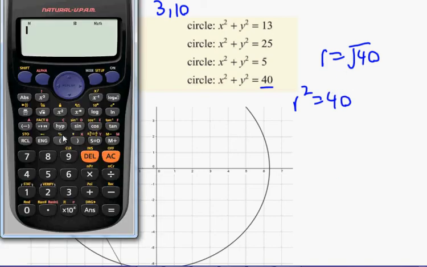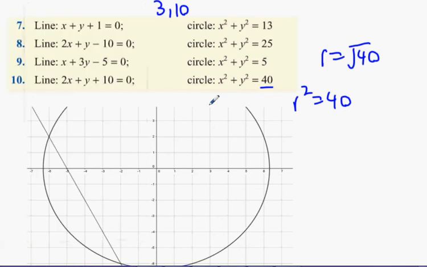Put root 40 into your calculator and you can see that it's roughly 6.32. Now this is where drawing it works against you, because it's very hard to draw 6.32 on the dot, isn't it? If I was to draw that, it'd be a radius of 6.32. I'd get my compass and draw the circle going all the way around like that, and then all the way back up again. Is that right? So you draw your circle.